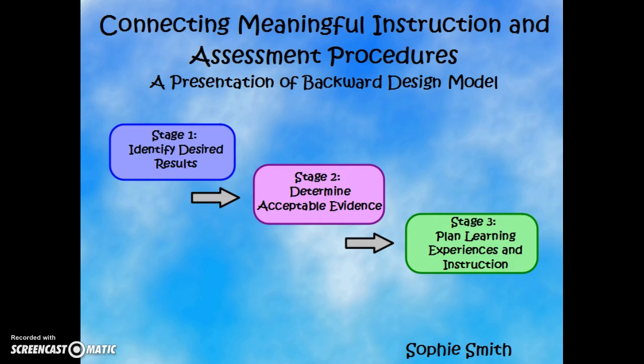There are 3 stages in the backwards design model. Stage 1, identifying desired results, where we establish our goals, find our big ideas, and create essential questions that will stimulate inquiry. Stage 2 is where we determine acceptable evidence. What is the evidence of our understanding? What criteria will be used to assess their work? And how will these assessments indicate understanding?